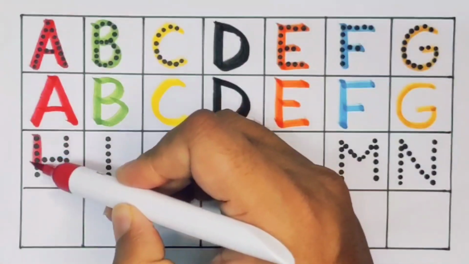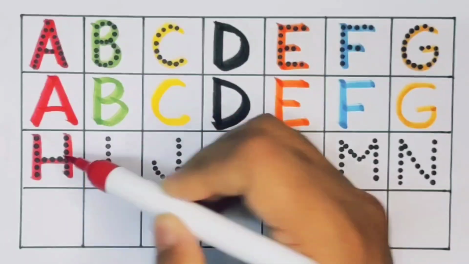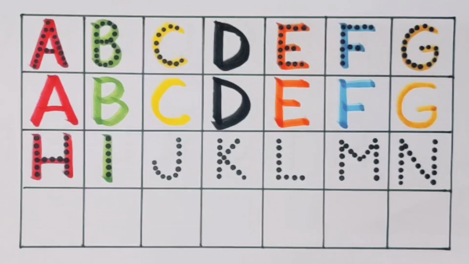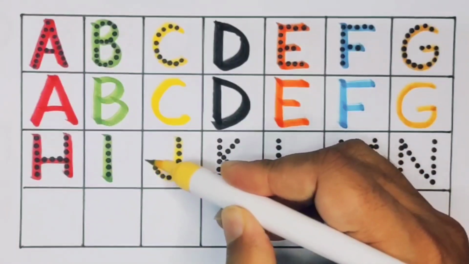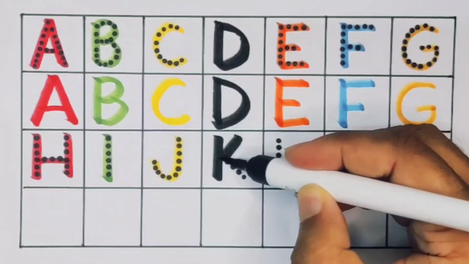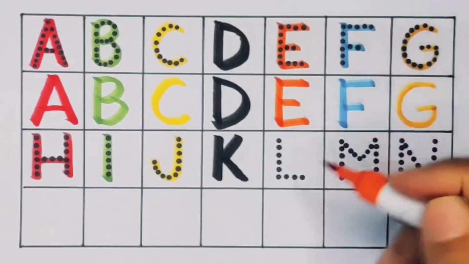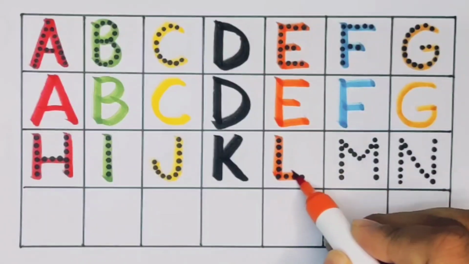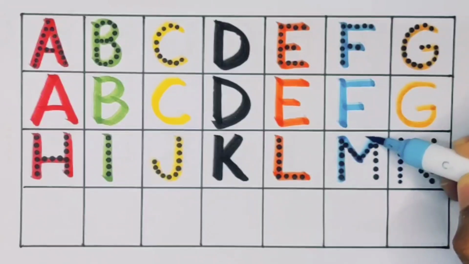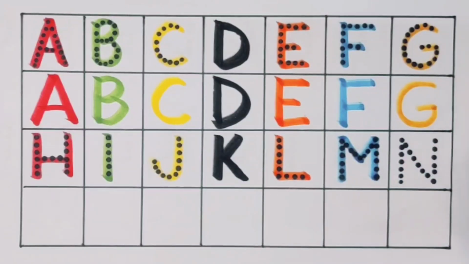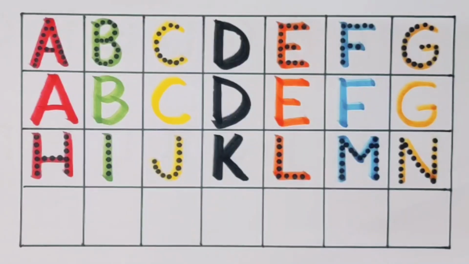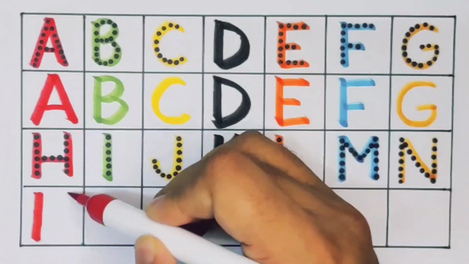Next, H for hat. Next, I for eyes. Next, J for jelly. Next, K for key. Next, L for lion. Next, M for moon. Next, N for nest. Repeat again, H for hat.